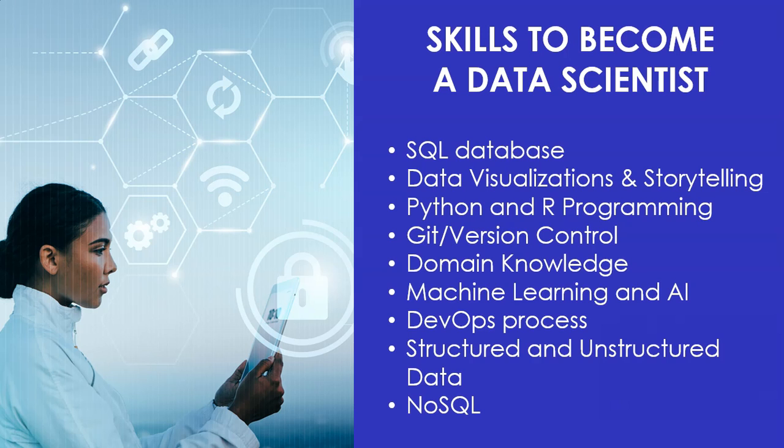Domain knowledge, as I said earlier: if you're working in health science, you need to have knowledge about the specific domain that you're working in. Then machine learning and AI, where you need to know about the different algorithms, supervised and unsupervised. Now from 2020 onwards, it started to trend towards the DevOps process, where you can do automation.